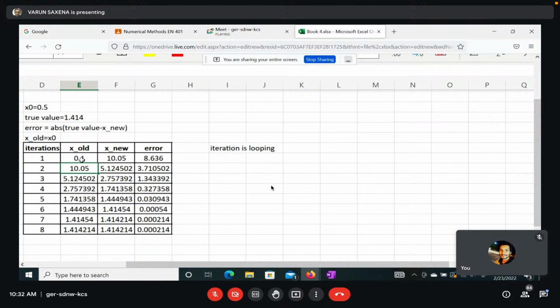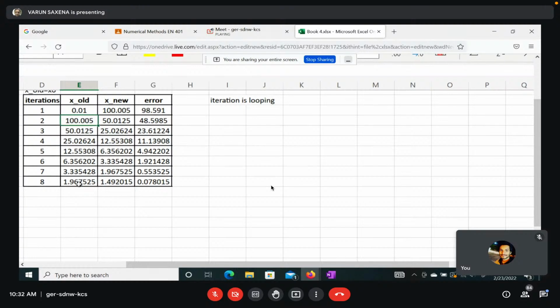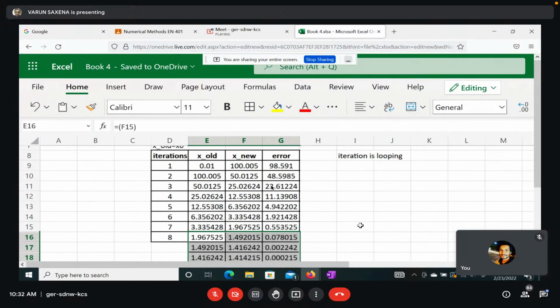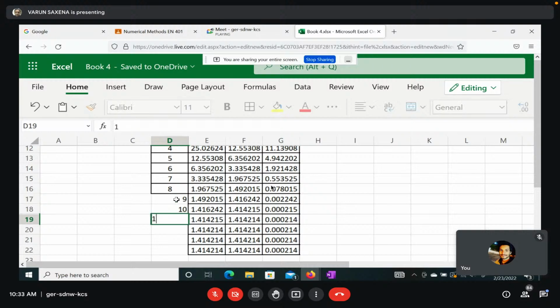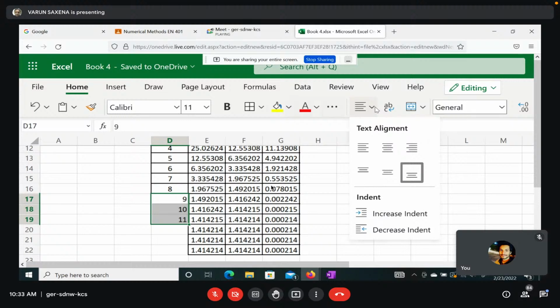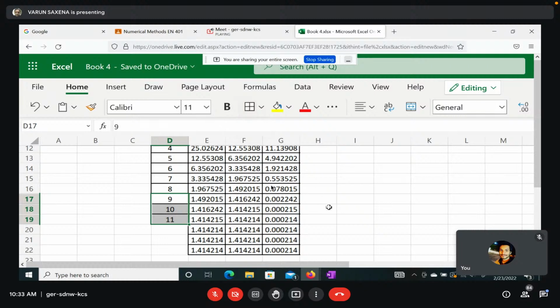If I make this value, let's say, 0.01, now we have not even come close. Now we need to go further, right? So let me just extend it further. Now you see that we have come to iteration number 9, iteration number 10, iteration number 11. So it has taken almost 11 iterations to reach it.